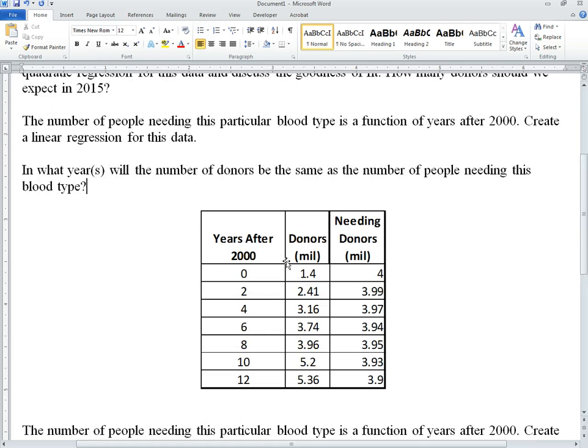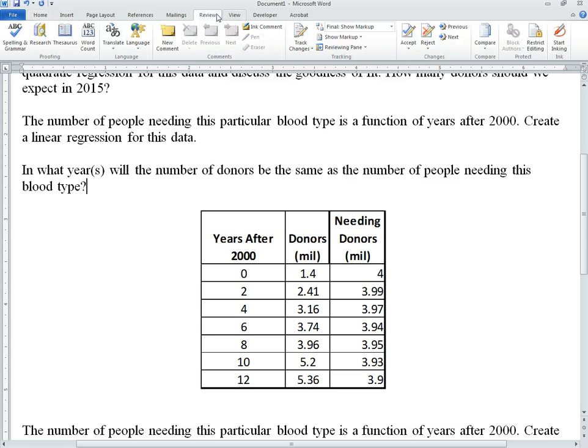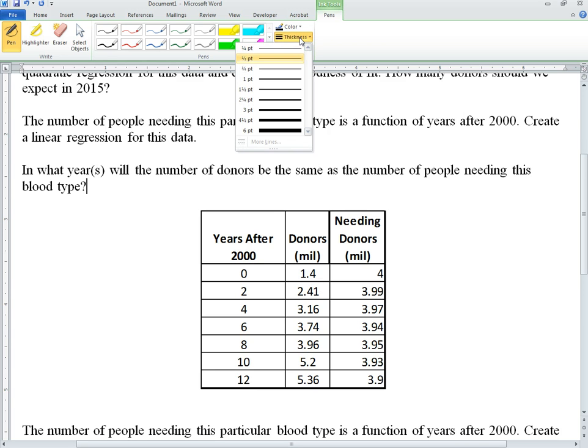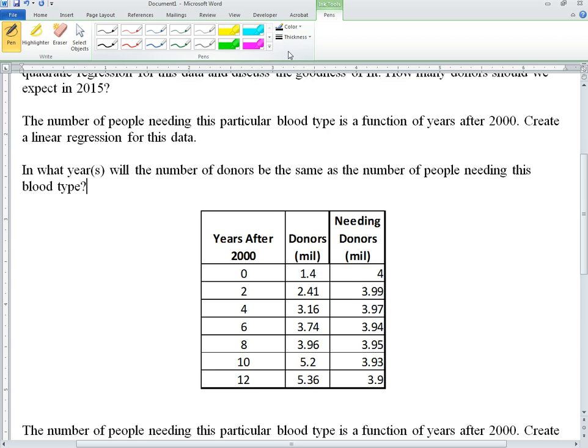Okay, well, first off, here's the data. We have years after 2000. They go by twos, reported in 2-year increments. And then the donors are shown here in millions, 1.4, 2.41, 3.16, and so on. And one thing that we might notice is that the trend, first of all, is not linear. In fact, it is quite the opposite.